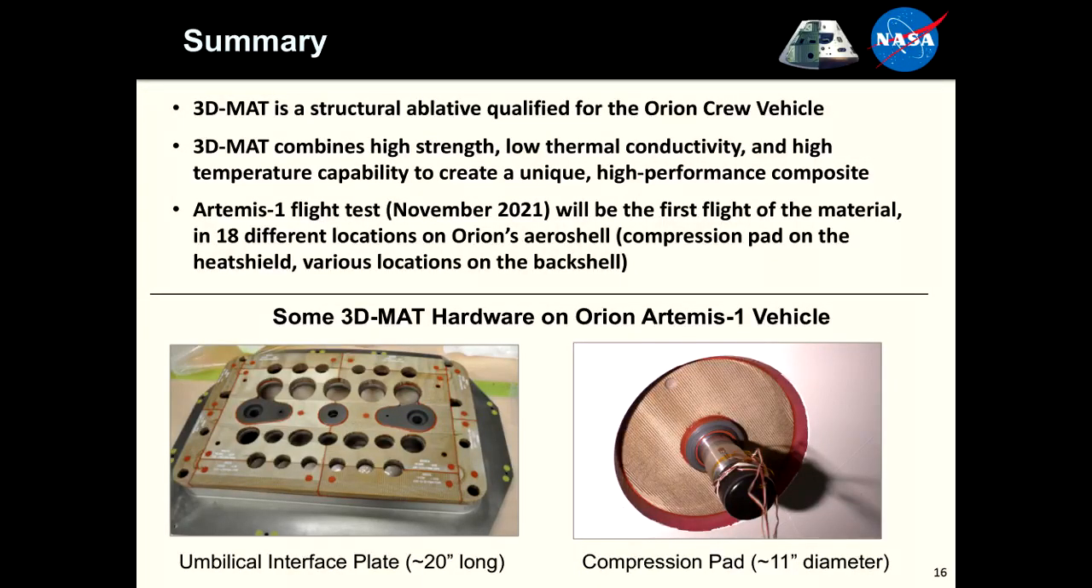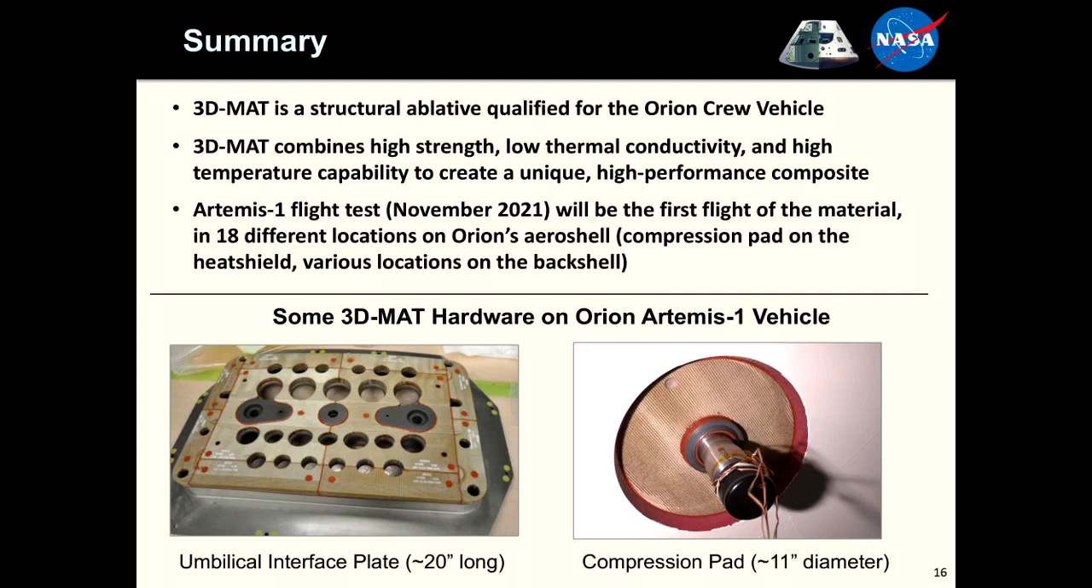So in summary, I'll just say that 3D Matte is a structural ablative material. It's qualified for the Orion Multipurpose Crew Vehicle. This material composite combines high strength, low thermal conductivity, and high temperature capability, and thus is a unique high performance composite. The Artemis 1 flight test, scheduled for November, will be the first flight of this material in space. Some of the flight hardware is shown down here below.